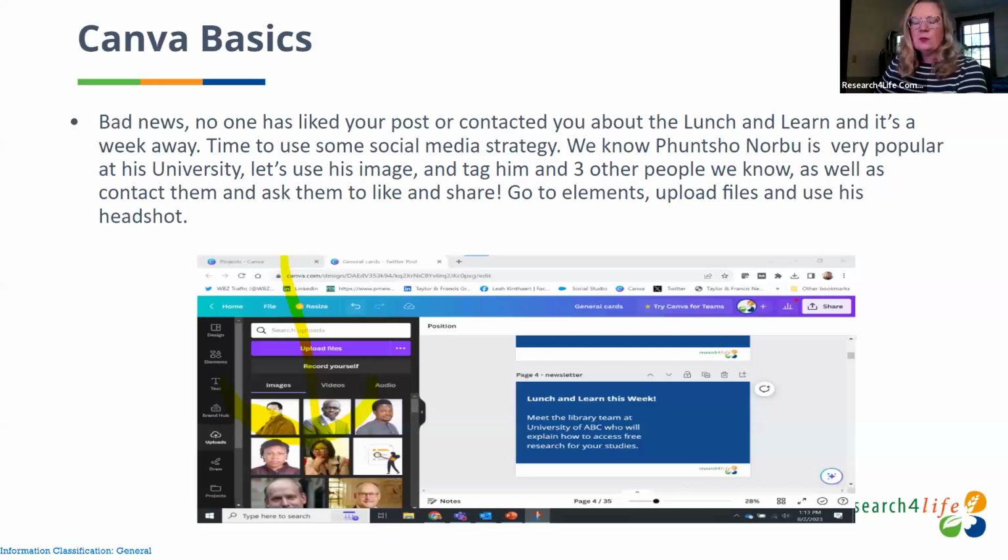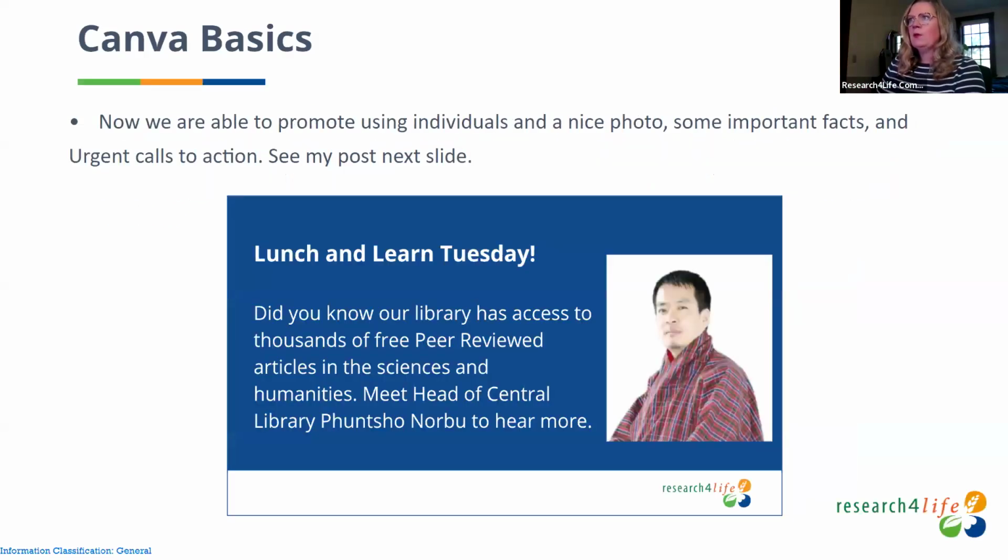So go to Elements. Once you get the headshots, once you get the images, you can upload a file. So here's where before we created a new image. Here we're going to upload. It's really easy. You upload an image of anything into Canva. You don't have to just be restricted to their images. So now I'm going to make a much more dynamic post. We're going to promote using individuals and a photo.